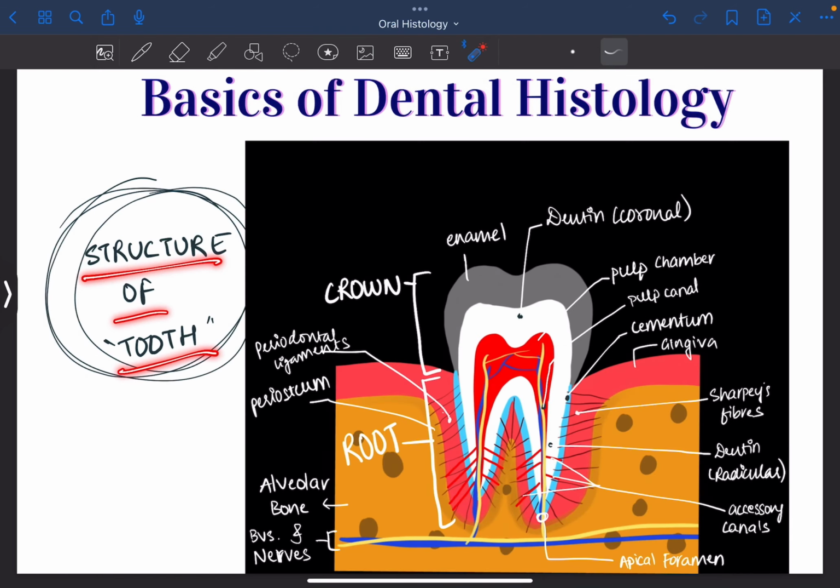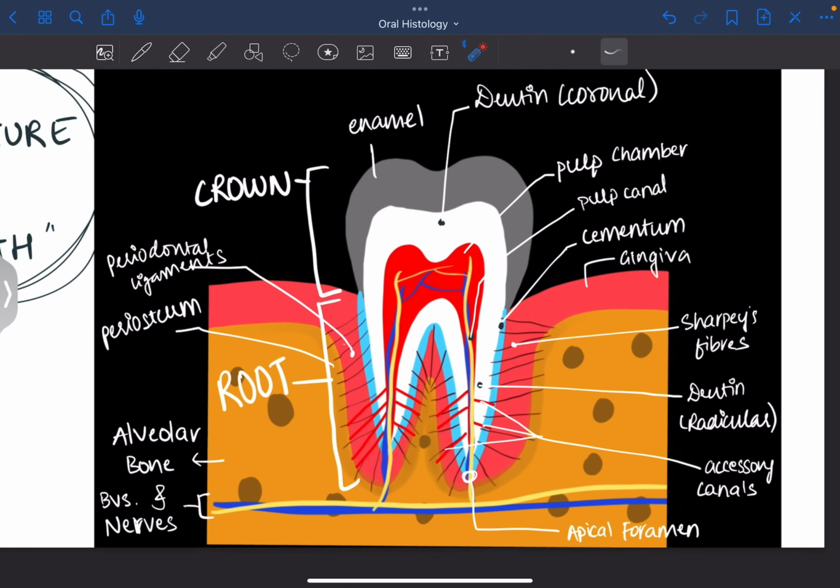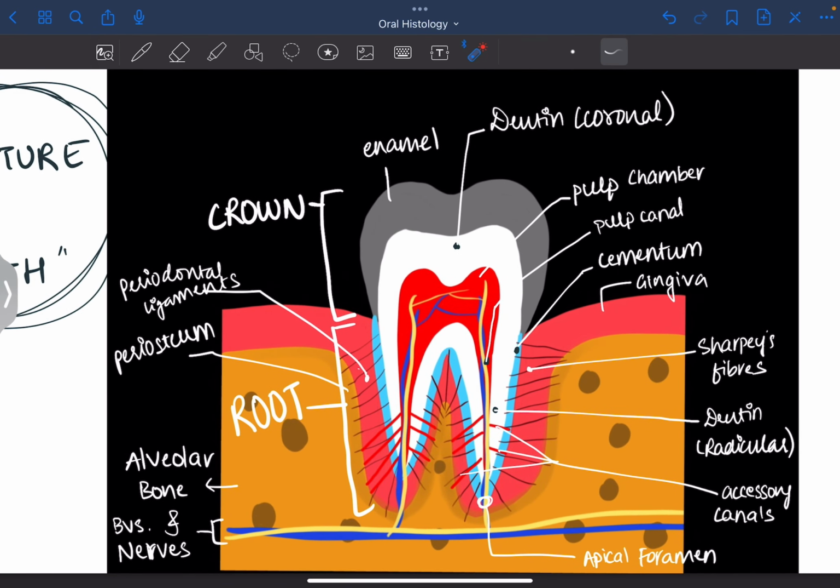Something would be structure of the tooth. The basic structure is known to all of us, that is the crown, the root, and the portion that covers the entire crown is the enamel. Below that we have dentine, the white portion that you can see, dentine.